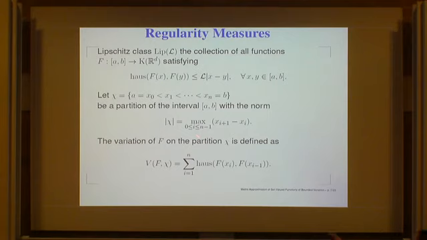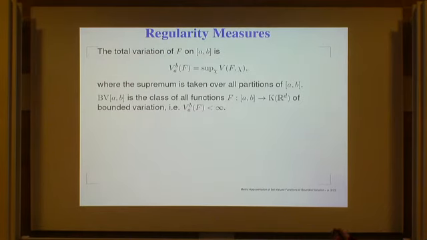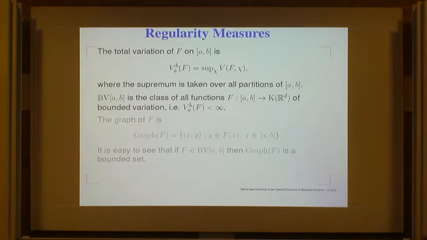So we take a partition of the interval, and this sum always has a Hausdorff distance here. This is the variation on the concrete partition, and the total variation is the supremum of variations over all possible partitions. And we consider the class of set-valued functions of bounded variation.